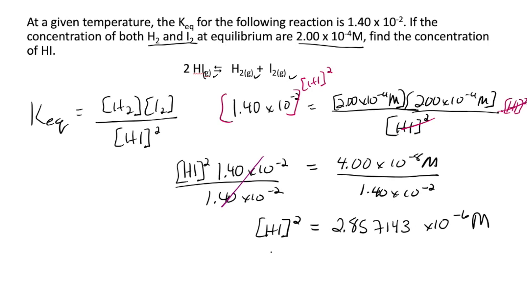Now, in order to get the concentration of HI by itself, we're going to need to take the square root of both sides. That gets rid of the square here, which gives a final concentration for HI to be 0.00169 molar.